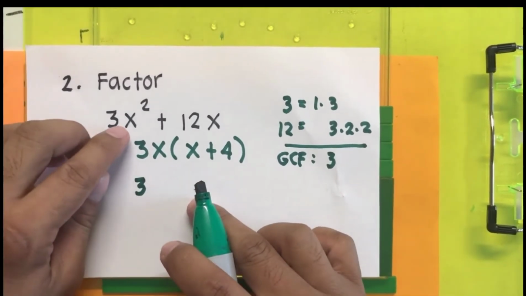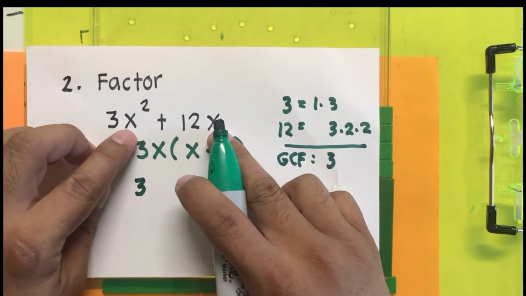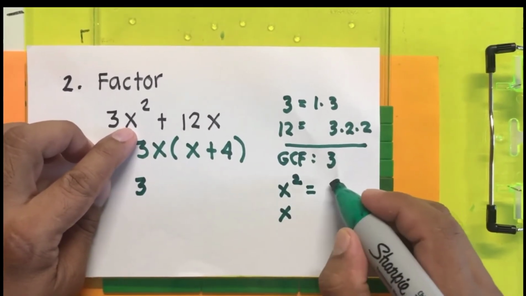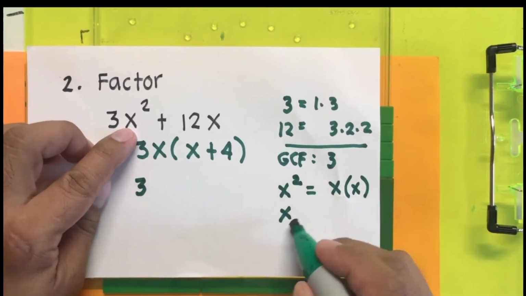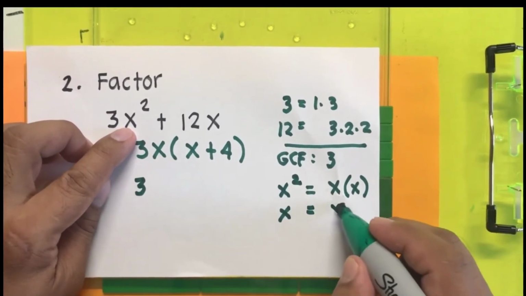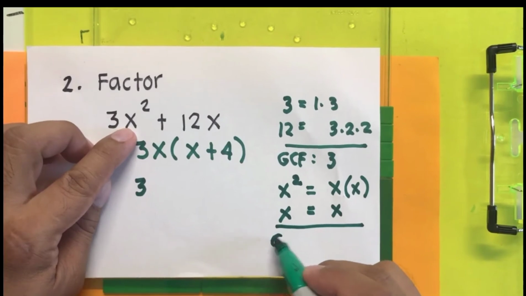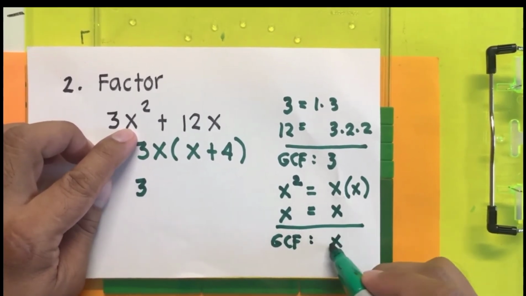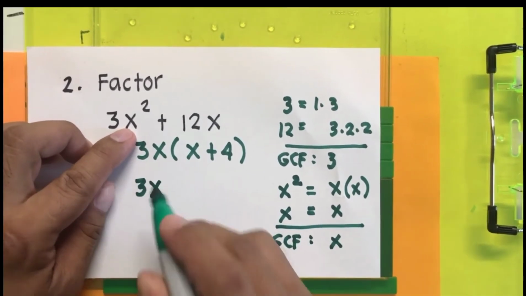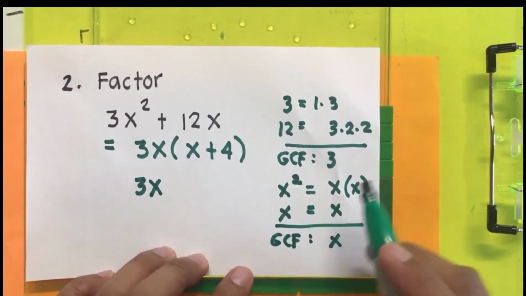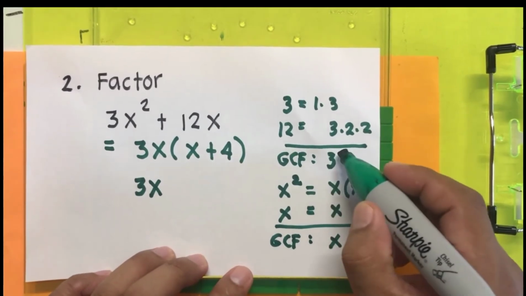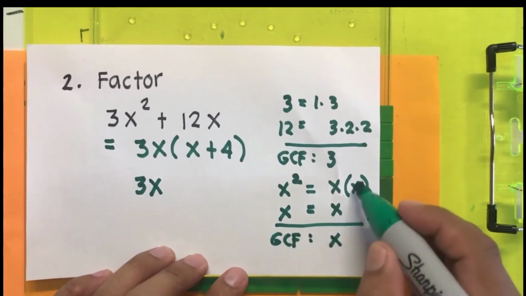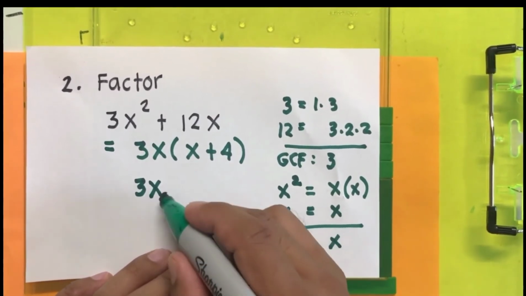And then look at the variables. The variables are x squared and x. X squared means x times x. And x, of course, is x times 1, or simply x. If you get the greatest common factor of x squared and x, that would be x. So that's the other common factor. In other words, our greatest common factor here would be the GCF of the numerical coefficient, which is 3, and the GCF of the variables, which is x.